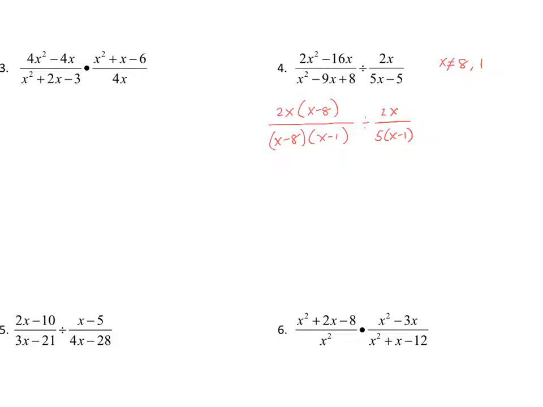I'm now ready to go ahead and change this into a multiplication problem by multiplying by the reciprocal, or keep, change, flip. So 2x times x minus 8, I leave the left-hand fraction alone, over x minus 8 times x minus 1. And I can now multiply this by 5 times x minus 1 over 2x. But again, we note that we've introduced a new factor into the denominator, the 2x, and so I have to set that equal to 0 and solve. When I do that, I'll find that x equals 0. So an additional restriction to make sure I consider.